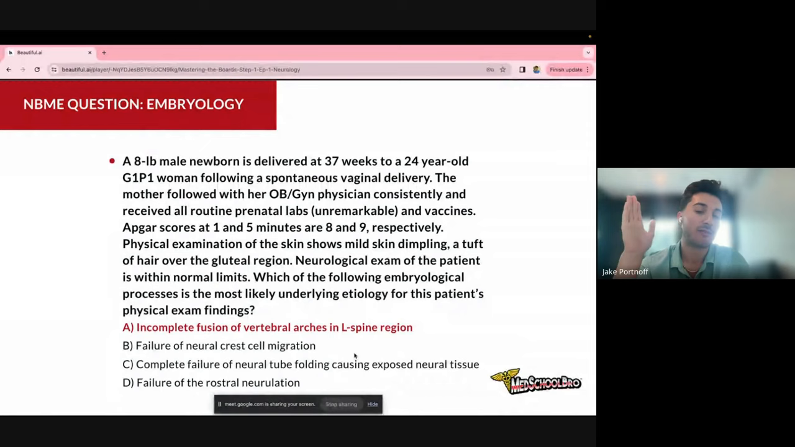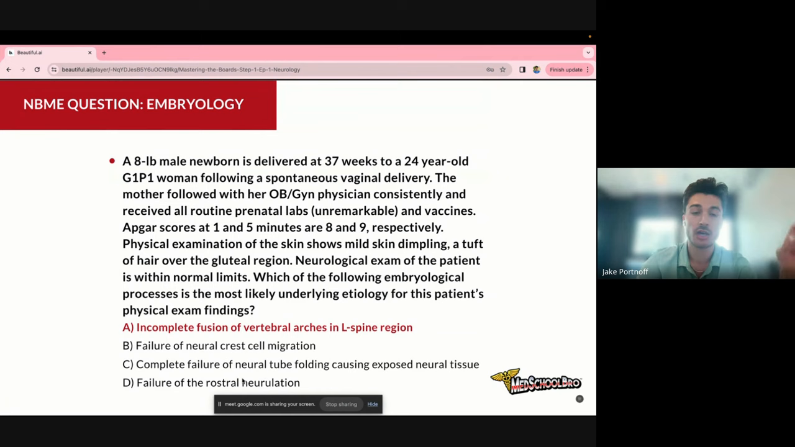For complete failure of neural tube causing exposed neural tissue, reminder that spina bifida, and we're gonna go into this, can have a sequence of pathologies, right? Whether neural tube is exposed or neural tube is not exposed. In this vignette here, we see that the neurological exam is within normal limits, and the skin dimpling as well as tuft of hair over the gluteal region means it's closed. Okay, so no neural tissue is exposed, meaning that, correct, spina bifida occulta is the best answer here, which is incomplete fusion of vertebral arches in the L-spine region.